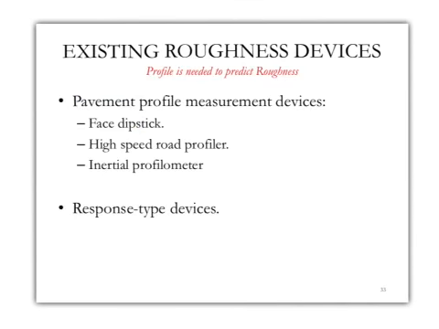So now once we got to know some of the indices used to measure roughness, the question now is, what are the engineering devices that we use to measure pavement profile in the field? We're going to go through several types of devices, from the simplest one, which is the Face Dipstick, all the way to the high-speed road profiler, and now we're even using the inertial profilometer. And then we're also going to discuss a little bit the response-type devices.